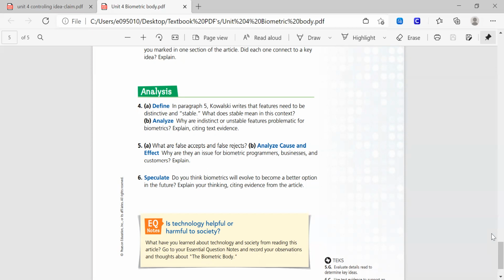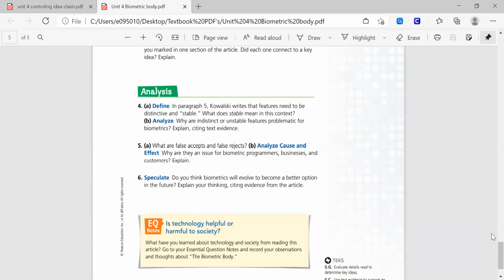Part B, analyze. Why are indistinct or unstable features problematic for biometrics? Explain, citing text evidence. So again, you need to give us the text evidence as to why indistinct or unstable features are problematic for biometrics.